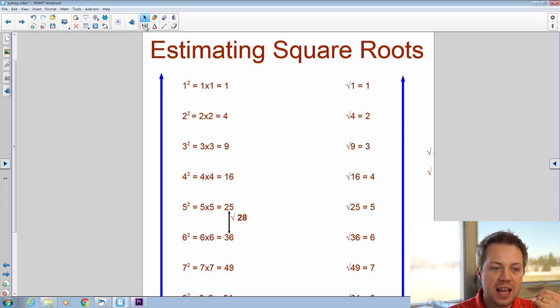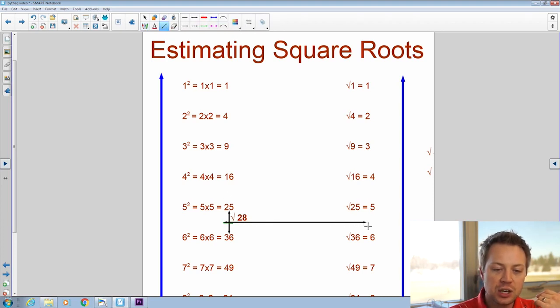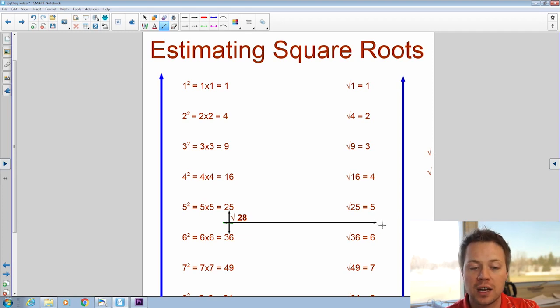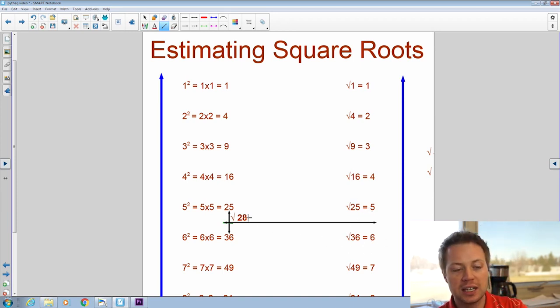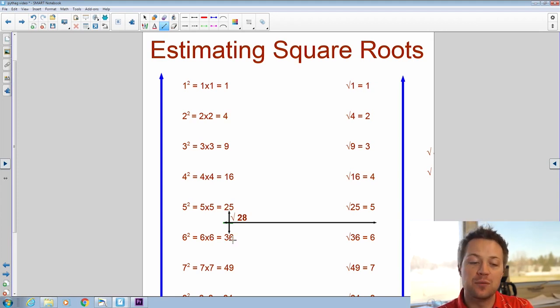Now, let's just say that I had a number that fell exactly between 25 and 36, and I'll just use a straight line to show that. So if my number fell exactly between 25 and 36, you can see that the square root of that number would fall exactly between the square root of 25, which is 5, and the square root of 36, which is 6. So if I had a number directly in the middle of 25 and 36, I know the square root would be 5.5. However, in this case, 28 is just a little bit closer to 25.